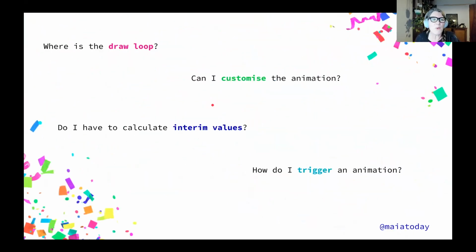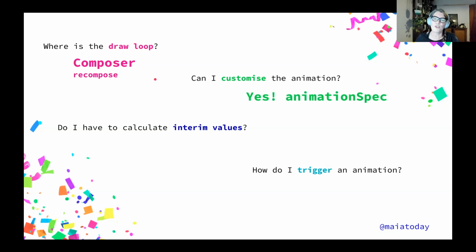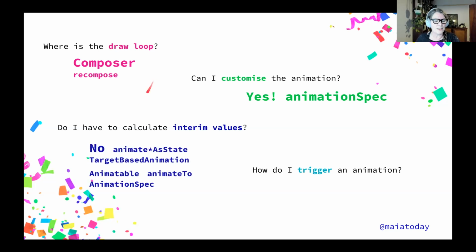Right, so now back to my questions. The one question I had was, where is the draw loop? The composer and the way that it interacts with the underlying operating system and the way that it recomposes and uses state, that's actually how the draw loop runs. Can I customize the animations? I can. There's lots of ways to customize, and the animation spec is the first thing that comes to mind. Do I have to calculate the interim values? No, unless I really want to, but mostly no. And there are lots of words that you can look up in the API to figure out how that works.